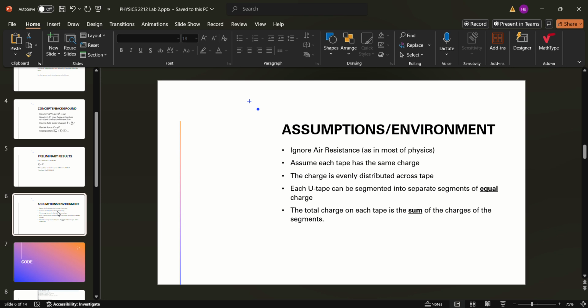Some assumptions before we get fully into it though. We're ignoring air resistance, pretty important, we do that for most physics. We assume each tape has the same charge, just for the sake of equating things and making our computations actually possible. We assume that the charge is evenly distributed across the tape, so that way you can break it up into equal segments, which is the next assumption. Assuming that we can segment it into equal segments, so that it's actually possible to do that kind of thing. The total charge on each tape is the sum of the charges of the segments. So, basically, we're making sure the dq dl thing actually works.